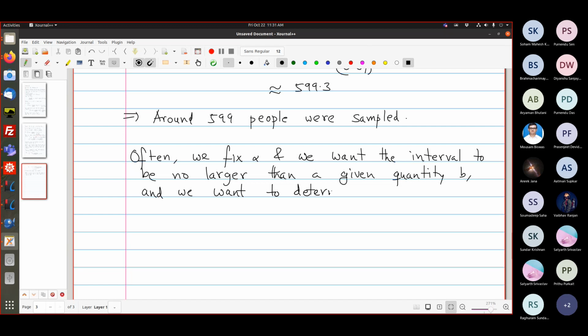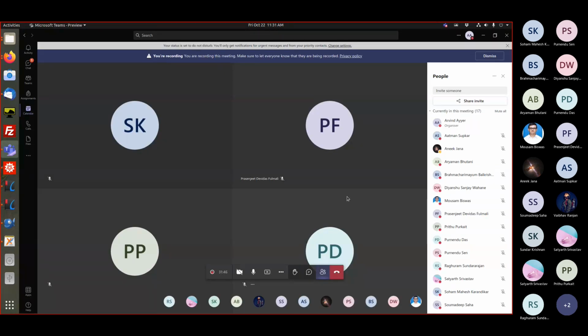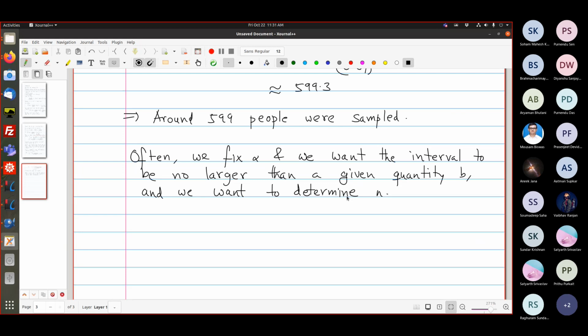So the company that conducts this sample will say, okay, we don't want a very large error. We want our error to be at most, let's say, 1%. And we also want to have 95% confidence. So how many people should we sample? We clearly don't want to sample too much, but how much is good enough?